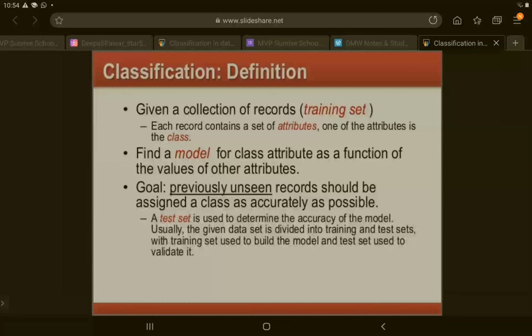For classification purposes, we have to make a model. We have to find a model for the class attribute as a function of the values of the other attributes. So we are concentrating on how to make the model, what exactly the training data set is, and what exactly the test data set is. These two concepts are very important. The test set is used to determine the accuracy of the model. We make the model using the training data set, and we test our test data set on the given model.